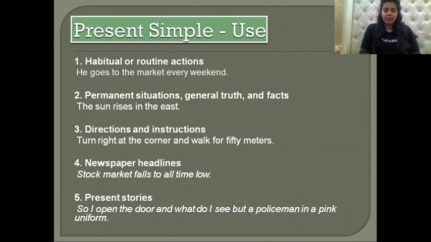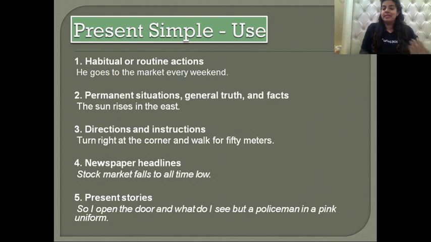Now, if we are talking about some present stories, I am describing an event in a manner which is in present tense. How do I do that? I open the door and what do I see but a policeman in a pink uniform? I am describing something which could have happened in the past, but I am describing it in a present manner, in a present story. When I open the door, I see this and I am shocked. That is how you use simple present tense in various contexts.